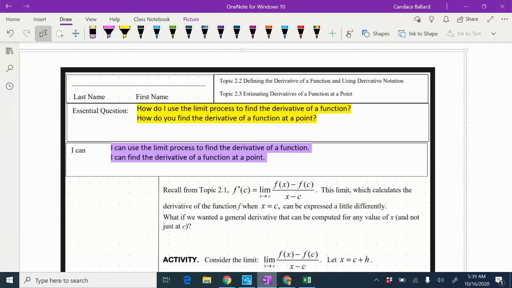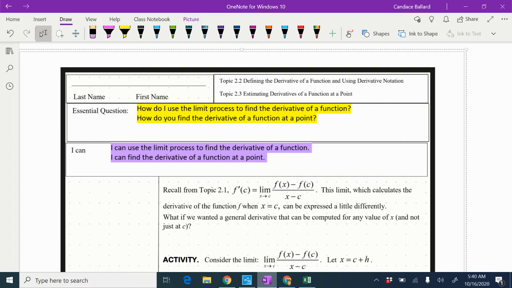So we are starting topic 2.2 and 2.3 today. We're going to be defining the derivative function using derivative notation. We're going to be estimating derivatives of a function at a point. So we have two essential questions: How do I use the limit process to find the derivative of a function? And how do you find the derivative of a function at a point?